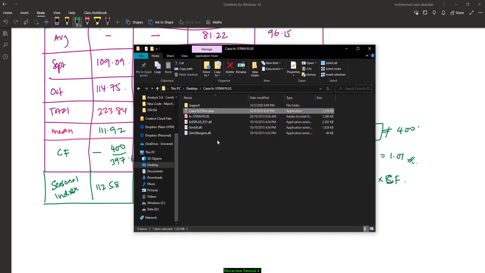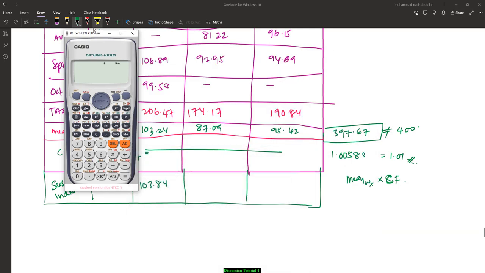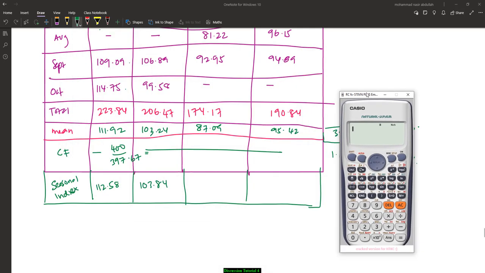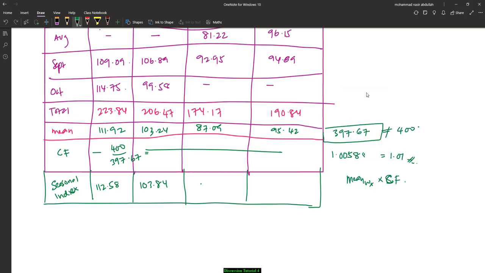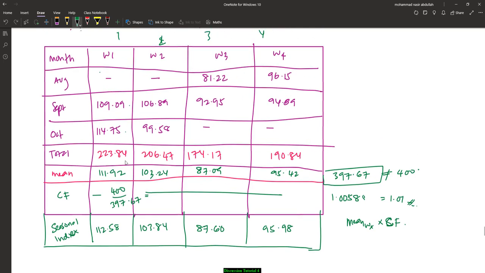And then the next one you tukar je lah. You buat benda yang sama lah, right? So 87.09. So this one should be 87.60. And the last one will be 95.42. This is 95.98. Right? Okay. Alright. Ada soalan setakat ni?